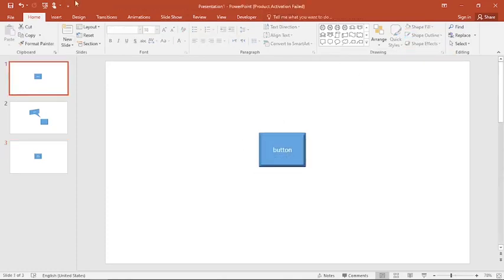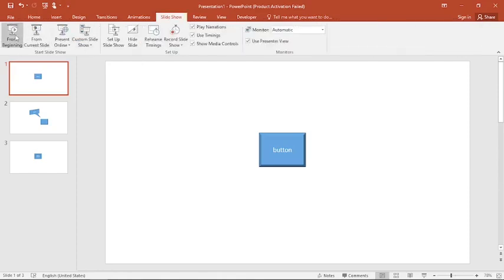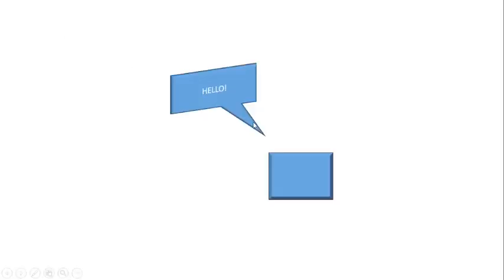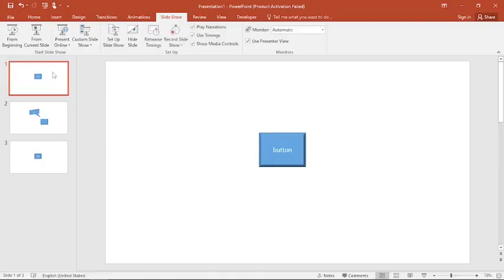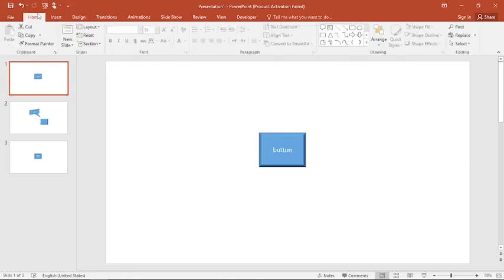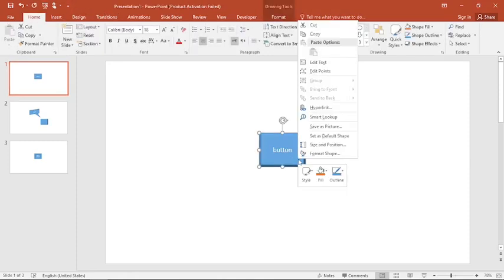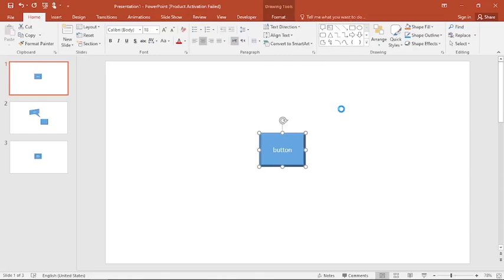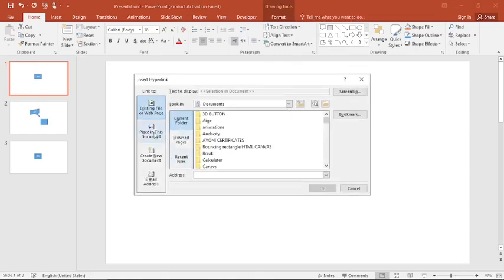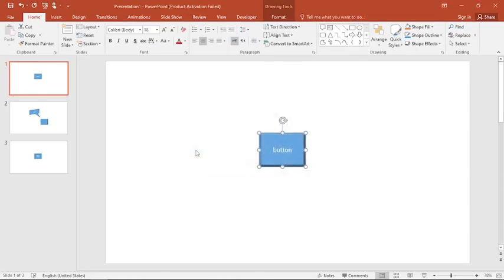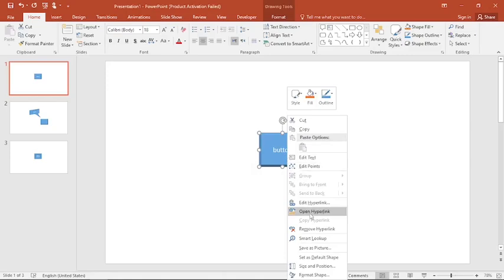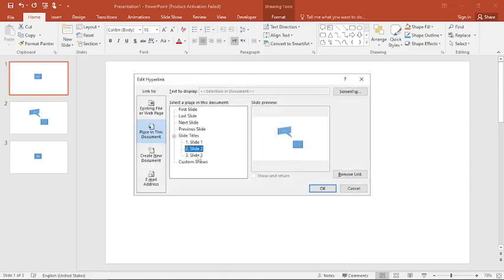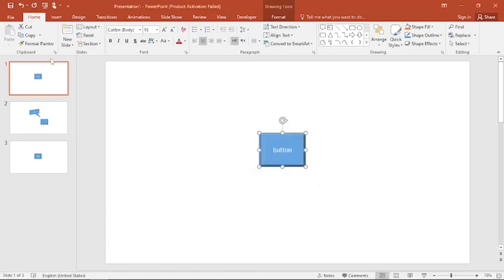Okay, so now if I want to do slideshow from beginning, if I press the button, it's going to change it to this slide. But we wanted to change to the button pressed slide. So you can right click on it and then you can add hyperlink. Then it's going to show this. Oops, I hyperlinked it to the wrong place. So I'm going to hyperlink it to slide 3 and then press OK.